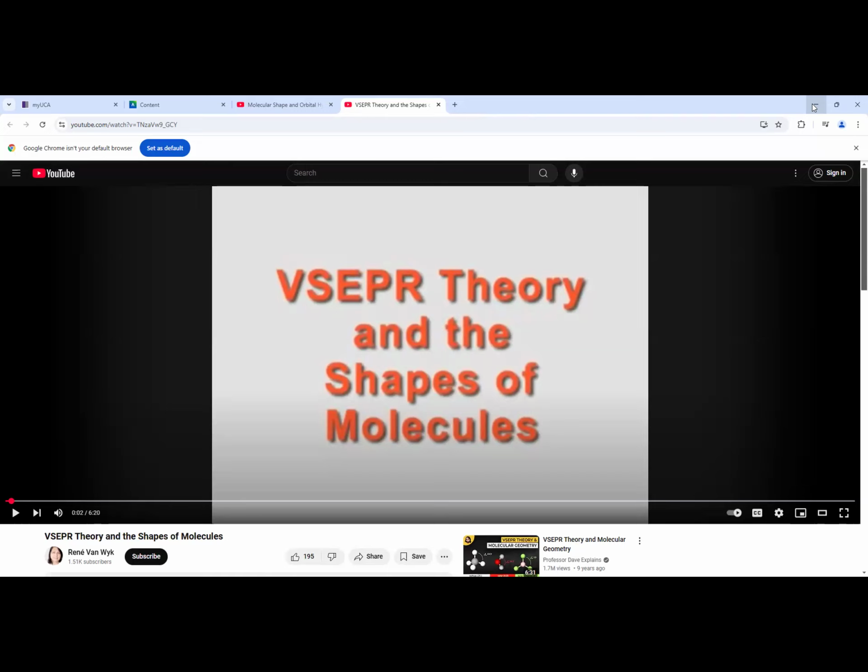But if I replace one of the bonds with a lone pair, it's no longer going to be called trigonal planar for its molecular geometry. Because when we look at molecular geometry, the lone pairs aren't described. So now it's called V-shaped or bent.